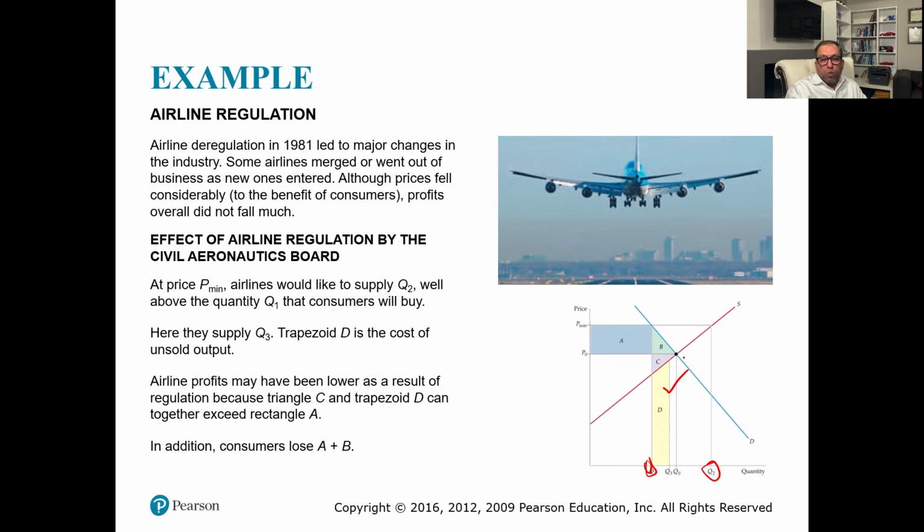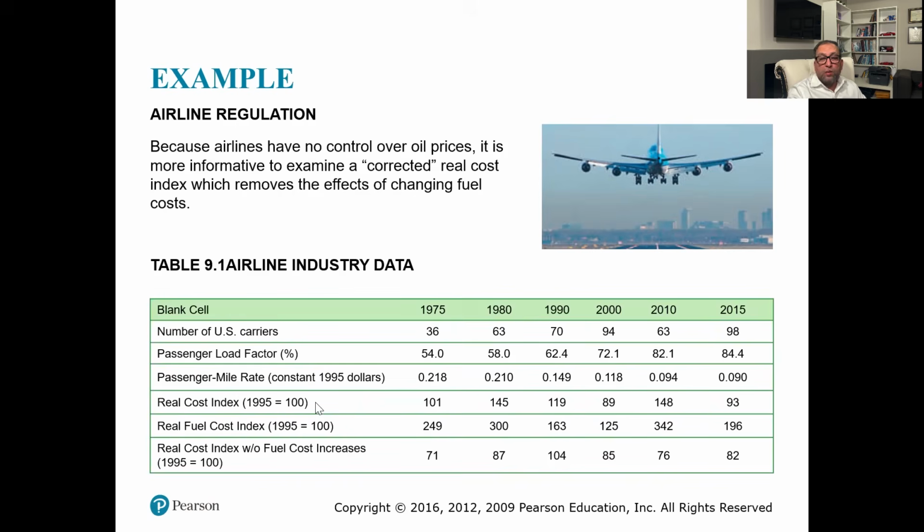So we see that during the period when prices were set by the aeronautics board, which were higher, the airlines supplied more seats but the consumers bought less. Because of this, there was unutilized capacity flying from here to there. That's a wastage, so trapezoid D together with triangle B exceeds triangle A, which is a gain to the airlines. In addition, there is consumer loss, A and B.